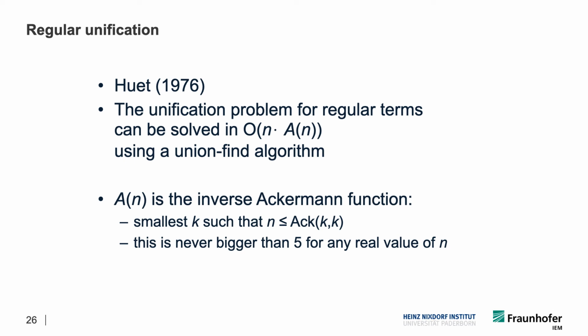And the unification problem for such regular terms can be solved in that particular time constraint here, where a of n is the inverse Ackermann function. So I'm not going to go into this, but the thing is that this is actually relatively small, right? So it's relatively efficient. And the way to obtain such an efficient implementation is using the so-called union find algorithm.